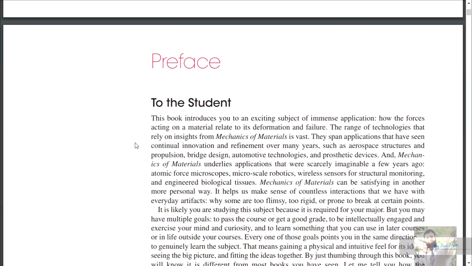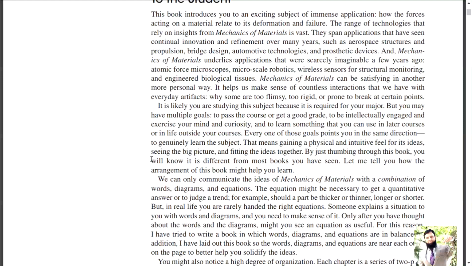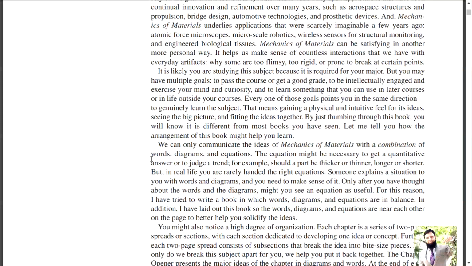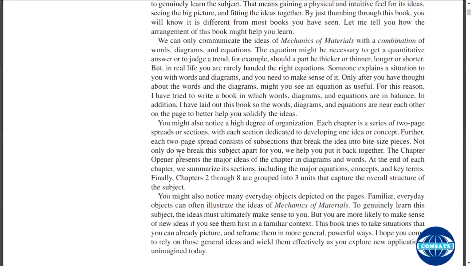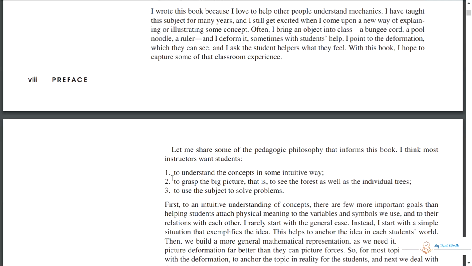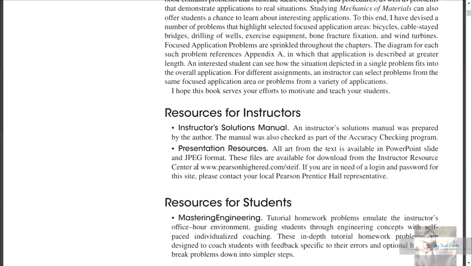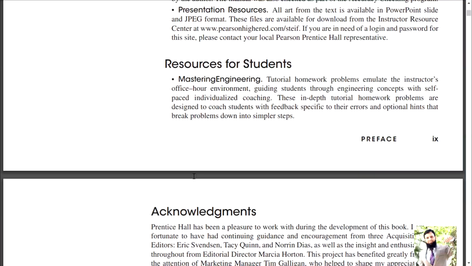So this is the preface to the students, that you should go through, and why this book was written, what was the purpose, and how students should be studying this chapter wise, or connected units should be studied, or maybe independent units should be studied. So all these things are discussed in this, and to the instructor, how he or she is going to evaluate the students. So resources for the instruction, the solution manual is also available, presentation resources are also available.